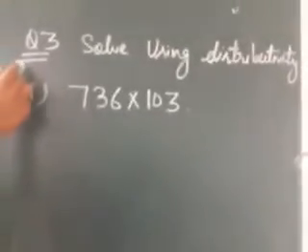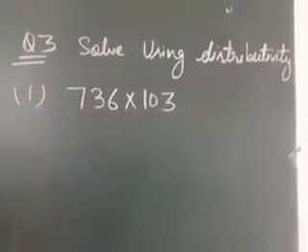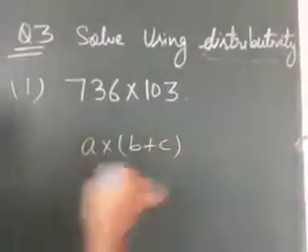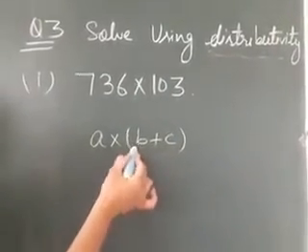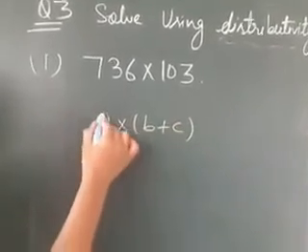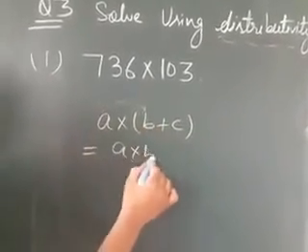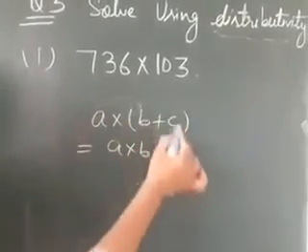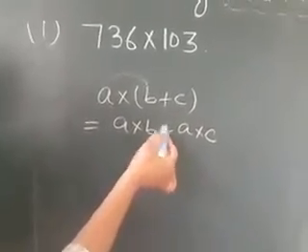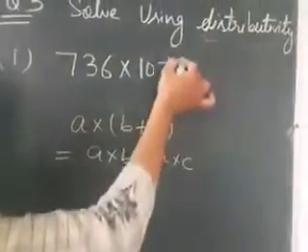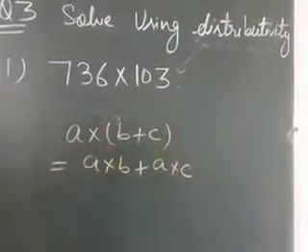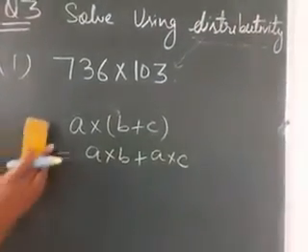Now question number 3, solve using distributivity. What is distributivity? A into B plus C: if we have addition of two numbers and one number is in multiplication with both the numbers, then how can we multiply? First we multiply A with B, then this plus sign as it is, then A with C. If here is a minus sign, then here also comes a minus sign. So by using this property, distributivity, we have to break this number into two parts. Which number will you break into two parts? The one which is near the hundreds.